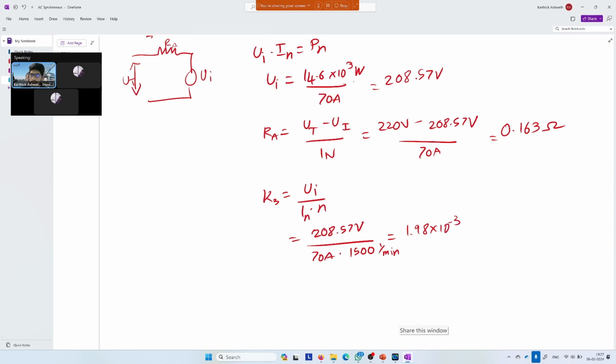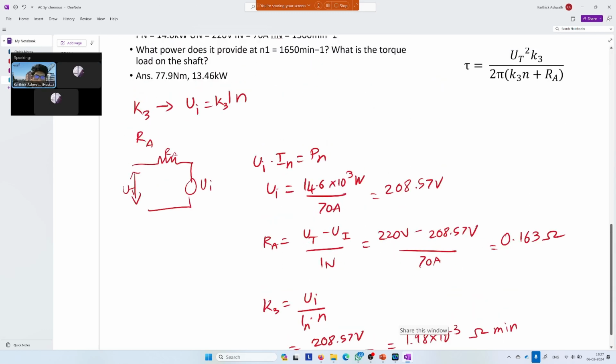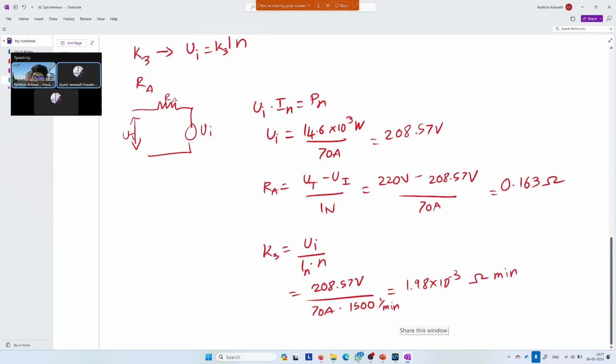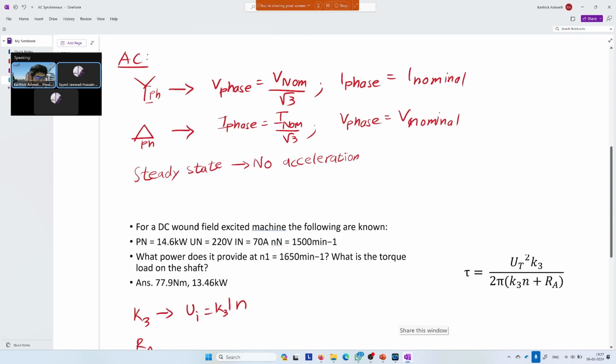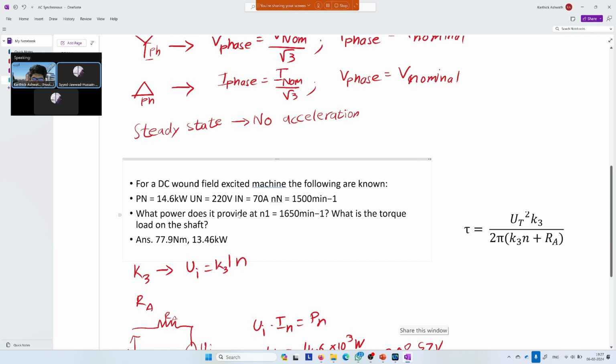What is the unit? Volt per RPM, per ampere. Volt per ampere is ohms. So ohm minute. Volt per ampere is ohm by definition, V equals IR, Ohm's law. So at 1650 RPM, it's the question for us.